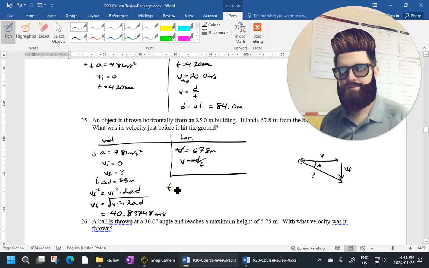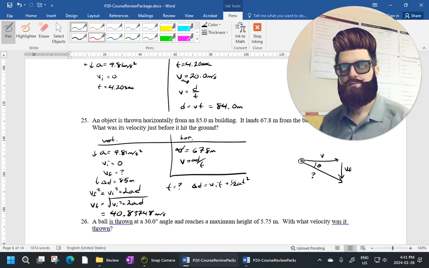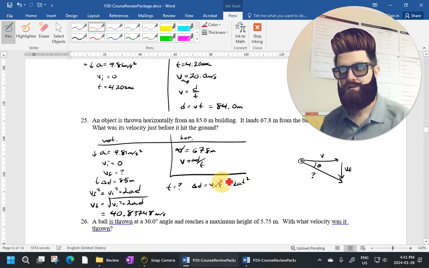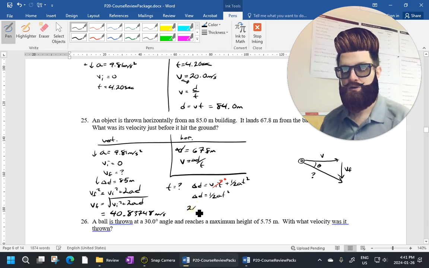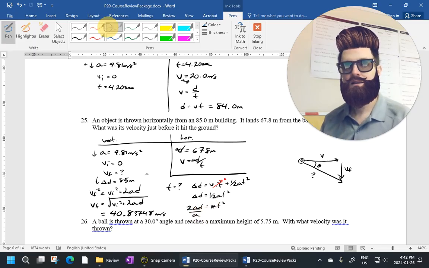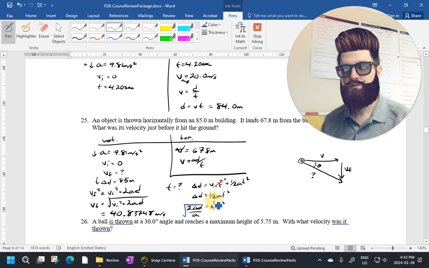So here I've got to find time now. I don't trust anything else except for the top few things here. I'm going to find time using this formula, VIT plus 1/2 AT squared, because VI is equal to 0. That's also equal to 0, which is nice. So technically the formula is this one. I'm going to times by 2 to get rid of the half, divide by A to get rid of this A here, and then I just remember to take the square root to get t by itself here.